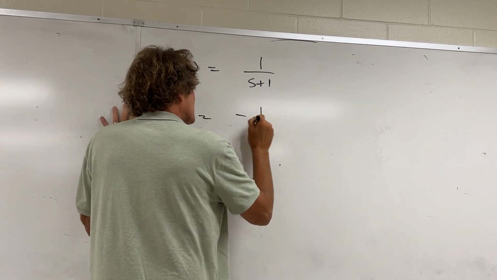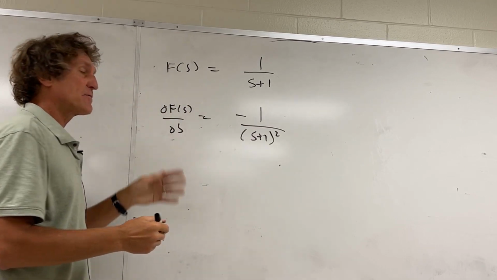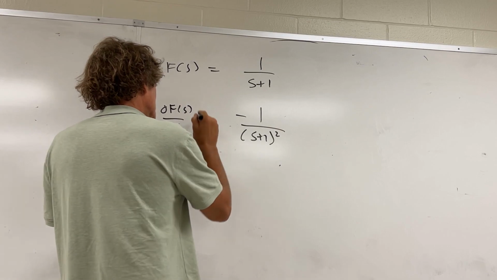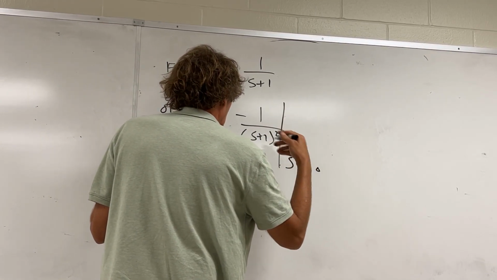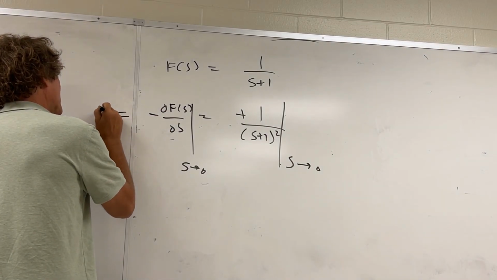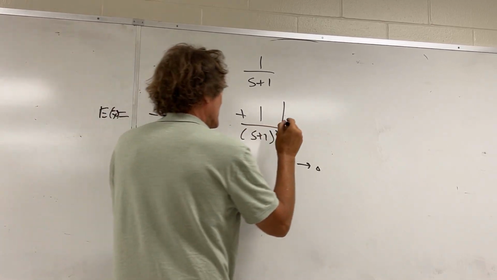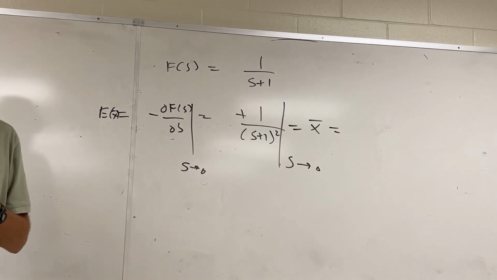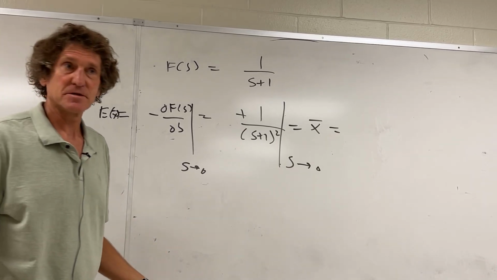Then when I take the derivative of F of s with respect to s, right here, I get minus 1 over (s plus 1) squared, right? Now I have to multiply this by a minus sign, and I have to evaluate this at s equals 0, and then I get the expected value or the average value, the expected value of x. I'll call it x bar. So if you evaluate that at s equals 0, it's 1. And that will work out if you do the integration as well.